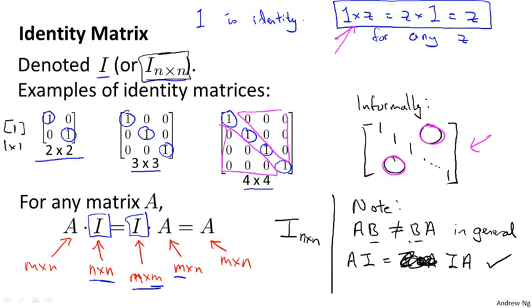So that's it for the properties of matrix multiplication and special matrices like the identity matrix I wanted to tell you about. In the next and final video on our linear algebra review, I'm going to quickly tell you about a couple of special matrix operations, and after that you'll have everything you need to know about linear algebra for this class.